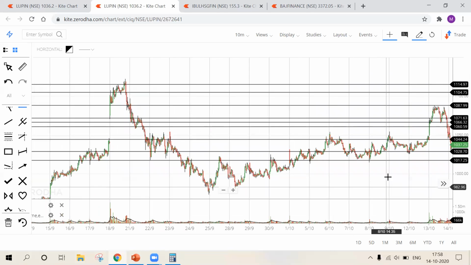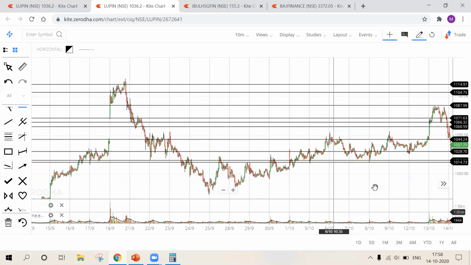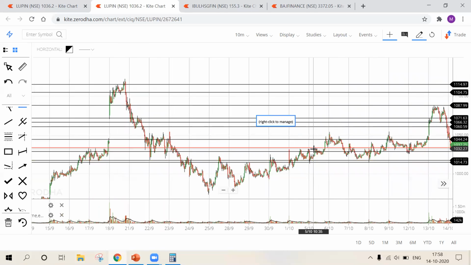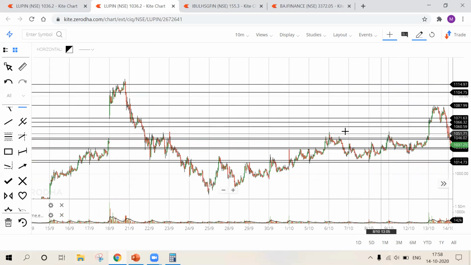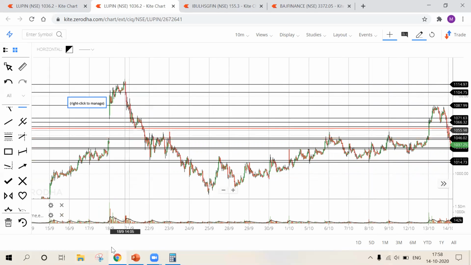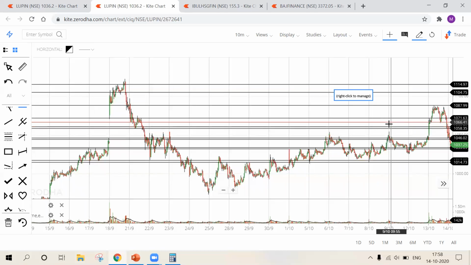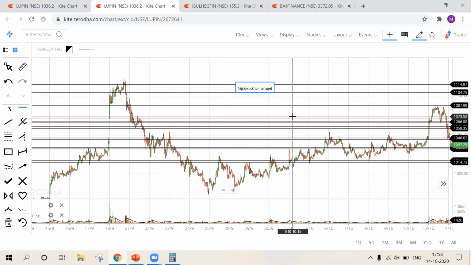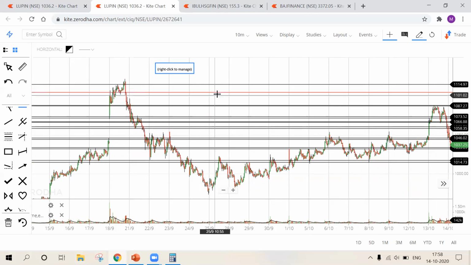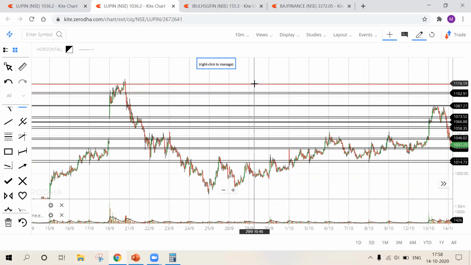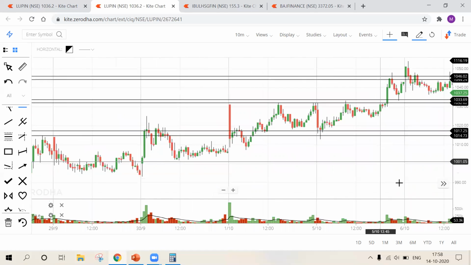All right. Now this level looks like a good level. This level also looks like a good level. And yes, this level also looks like a good level. This level looks good. This level also looks good. So yes, all right. Now let's get on to today's market.